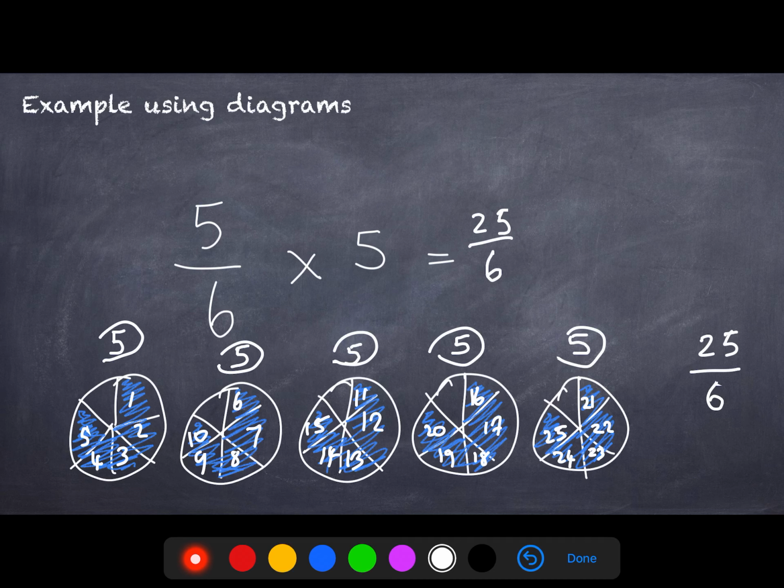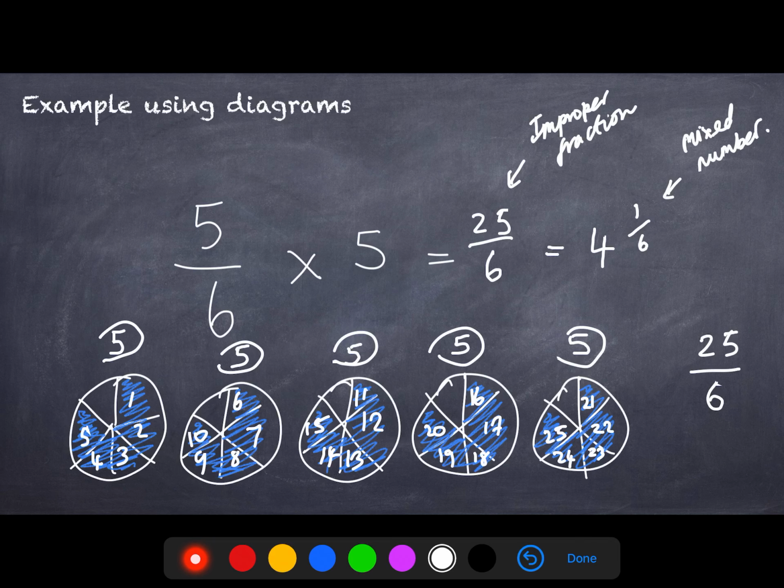And now, this here, I've got an improper fraction. And what I'm going to do is I'm going to turn this into a mixed number, okay? So how many 6s are going to go into 25? Well, I'm going to have 4, and that would give me 24, and I've got 1/6 left over, okay? Then this is called a mixed number. Okay, so that was how I would do that question.